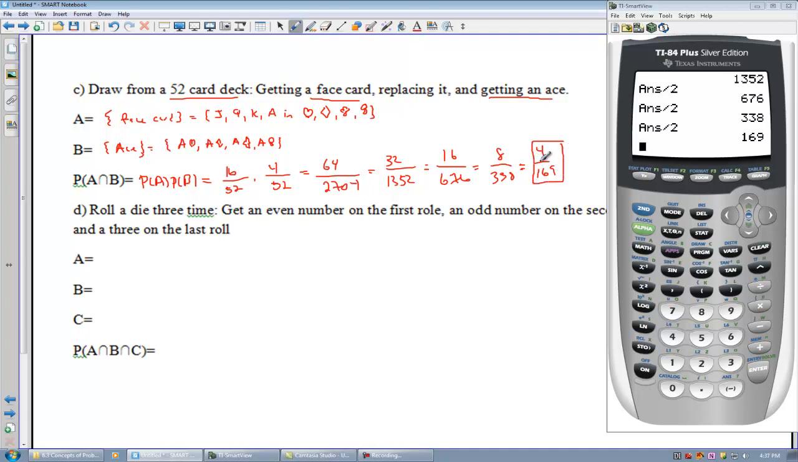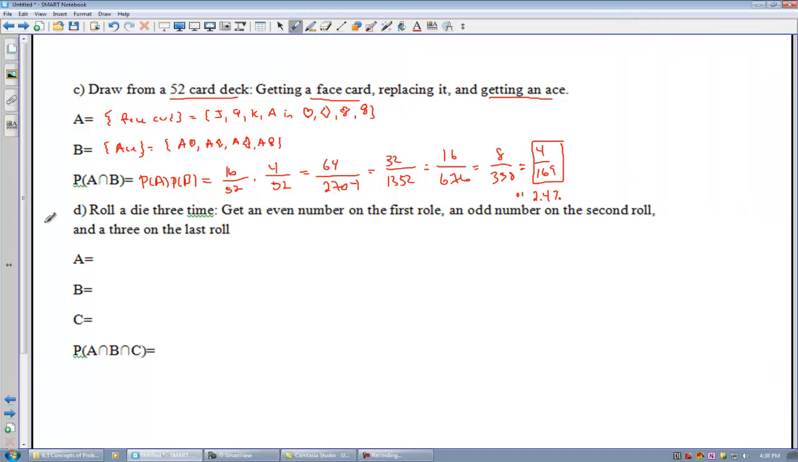So if I do this 169 times, I draw a card from a deck twice, replacing it in between, I'd expect 4 of those times I would get a face card, and then I would get an ace to follow. I can compute this percentage too, so 4 divided by 169 is equal to about 2.4%, or 2.4% of the time.